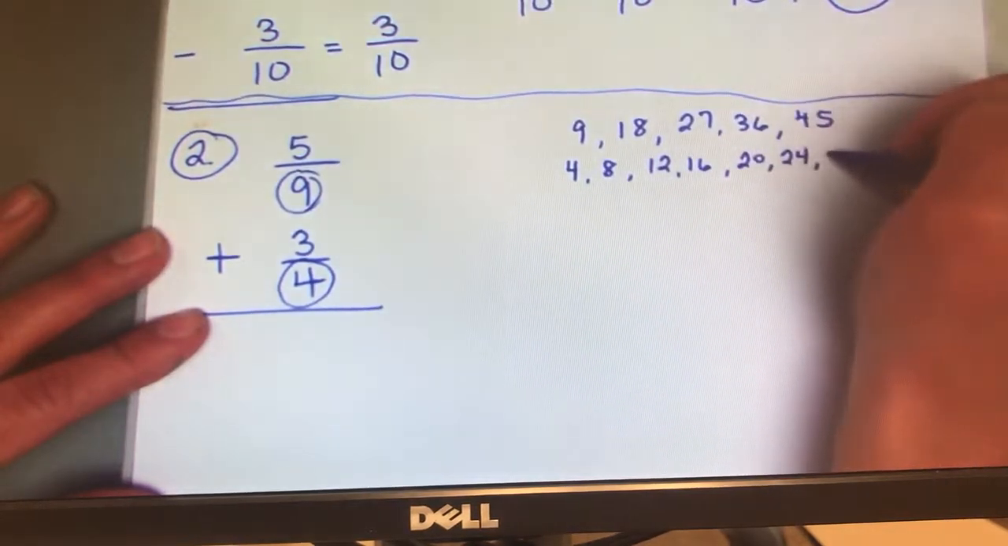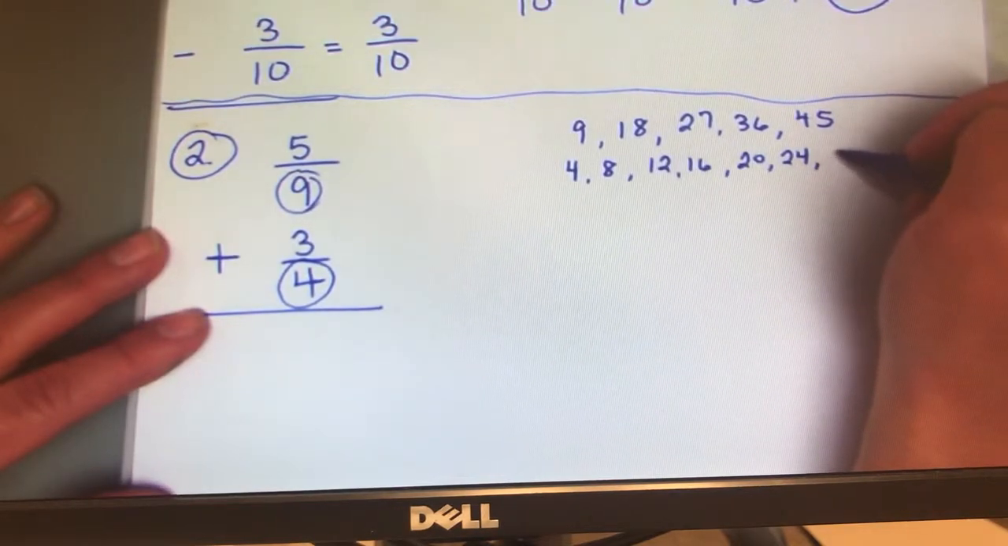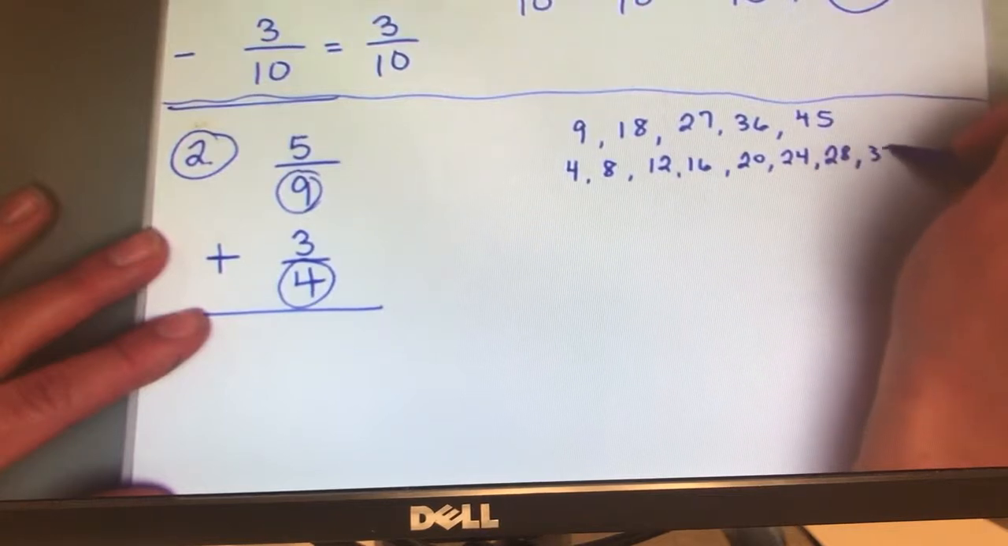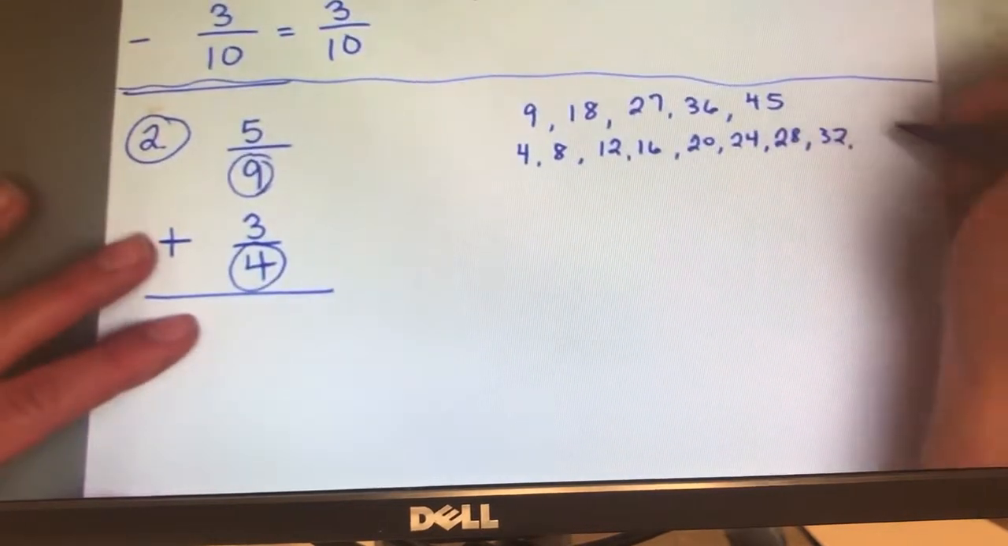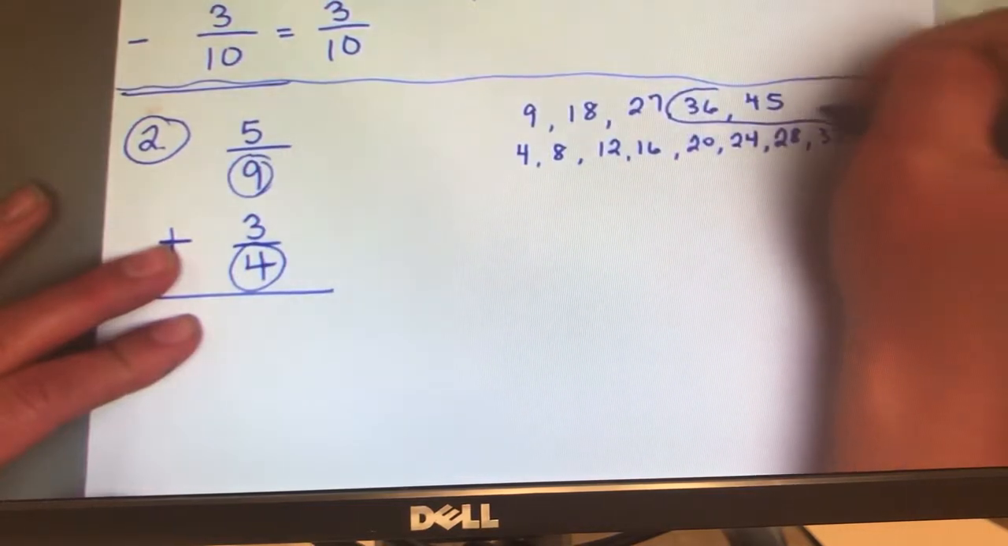Do you see anything in common yet? No, we gotta keep going. 28, 32, I'm running out of room. 36, there it is. So I'm gonna circle 36.